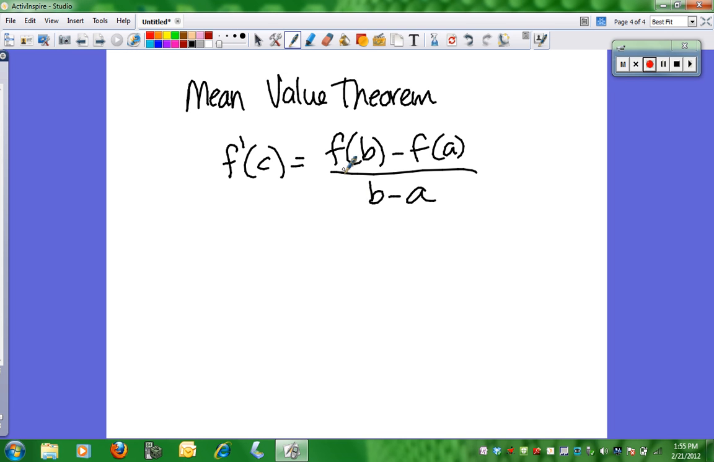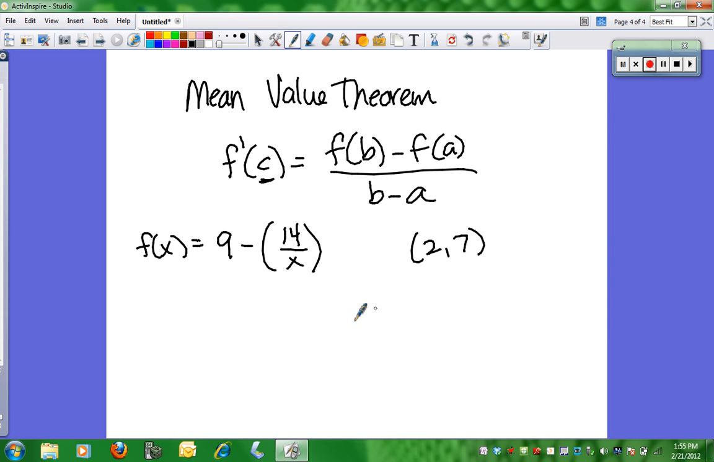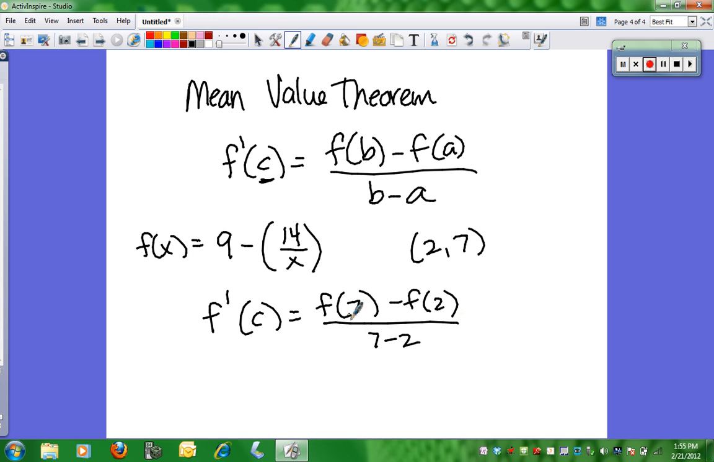You had a problem on one of your recent problem sets saying, given f of x equals 9 minus the quantity 14 divided by x, find all c values on the interval 2 to 7 such that the mean value theorem applies. So f of 7 minus f of 2 all over 7 minus 2. What do we have to do? We have to find the derivative of this function, and we have to find the average rate of change of that function over the interval 2 to 7. So let's find the derivative first.